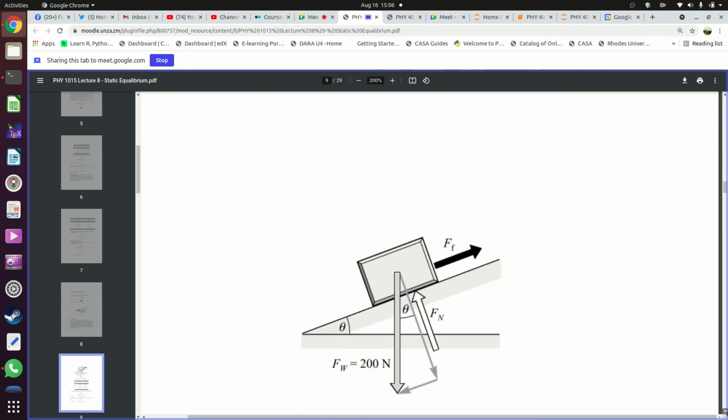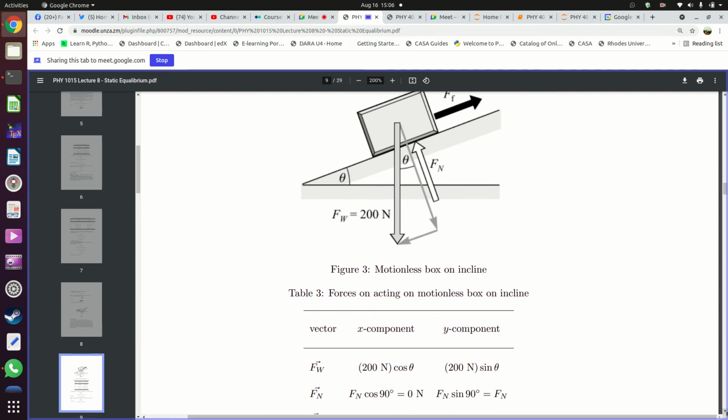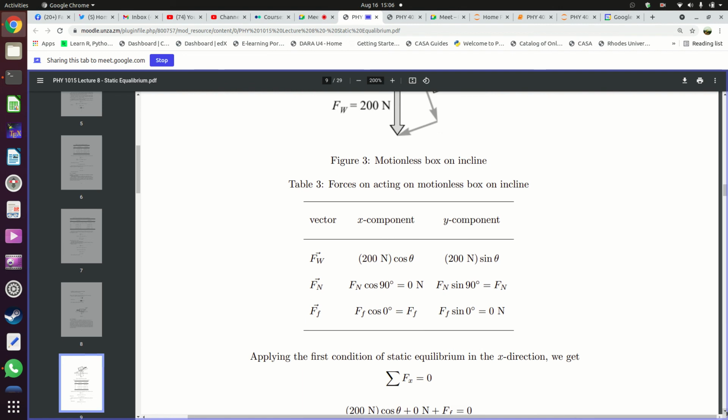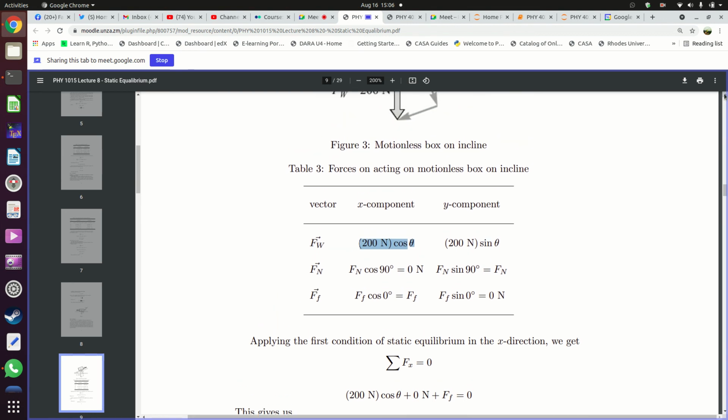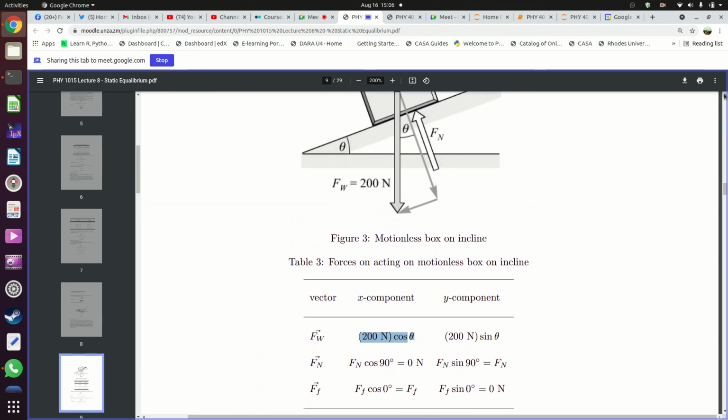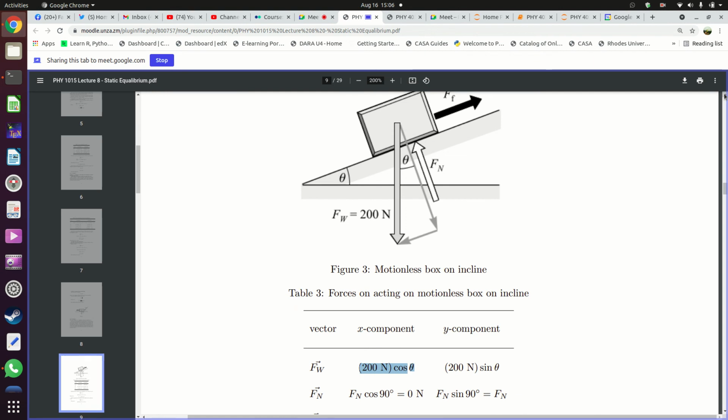But something is not correct. I'm not happy about how these are written. 200 cos theta. If I do that, the question is, where am I measuring the angles from? If I write 200 cos theta, where am I measuring theta from?